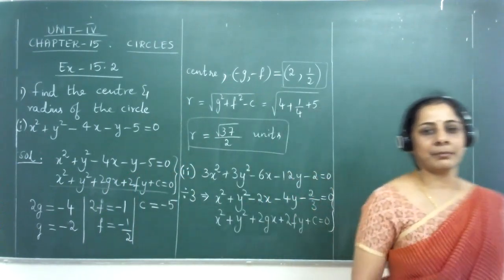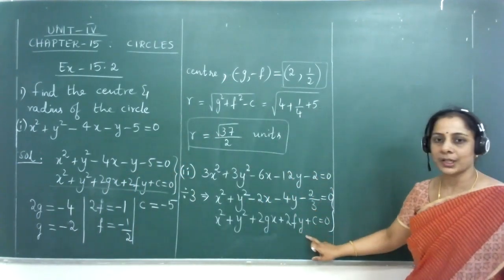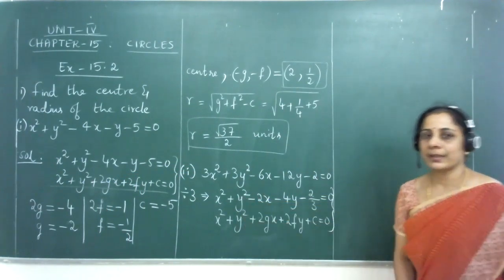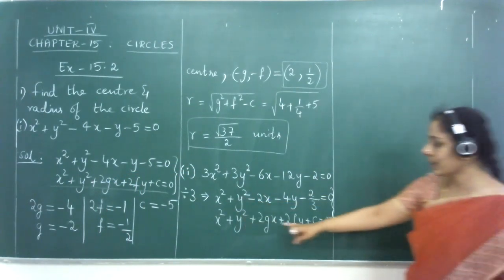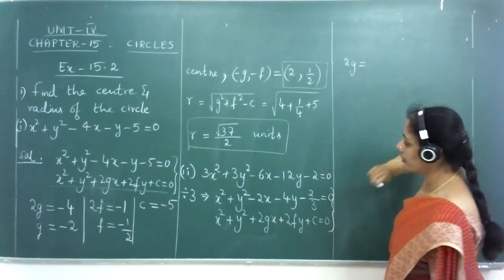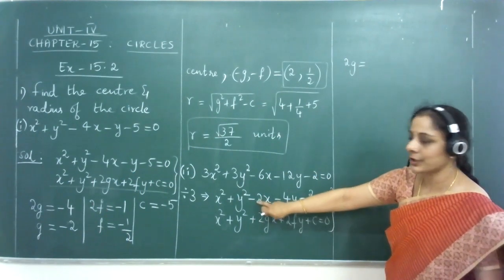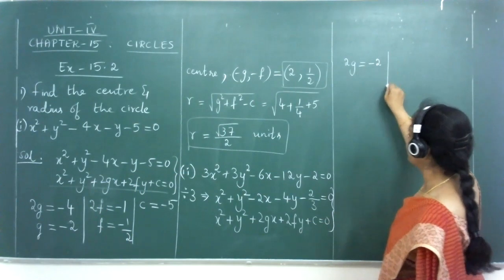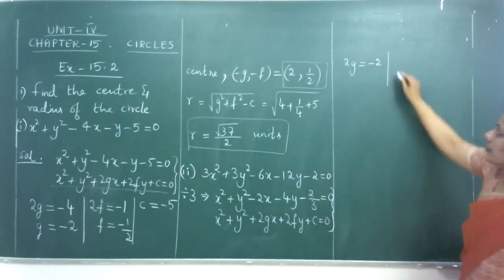As earlier, compare the reduced equation with the general equation of the circle. Coefficients of x squared and y squared are made one and equalized. So now comparing the coefficients of x, we get 2g in the formula, and in the given equation it is minus 2. So you have 2g is equal to minus 2.